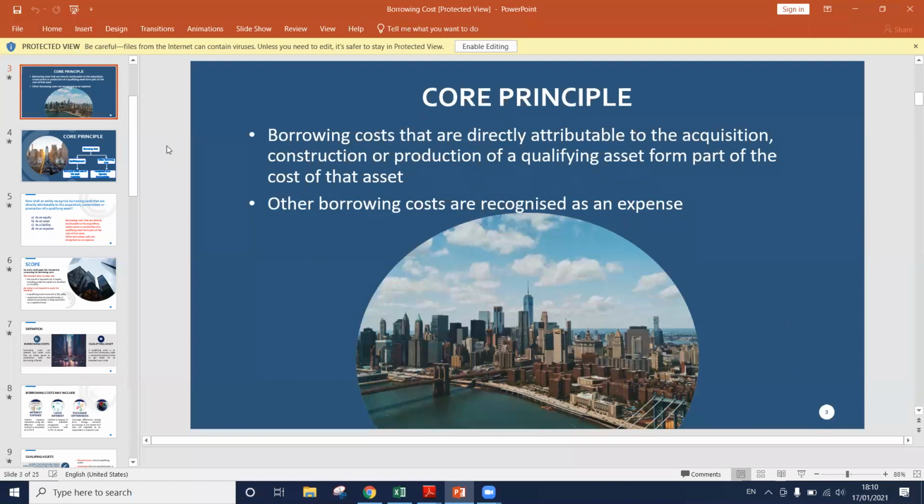Part 3, what does it say? What are the conditions that should be satisfied to commence capitalization?